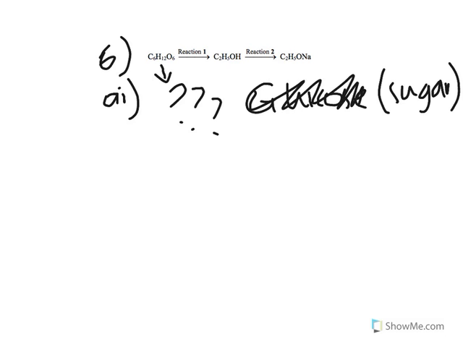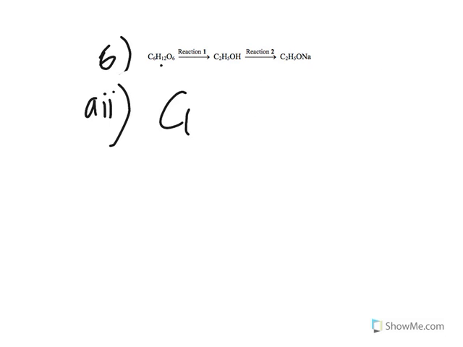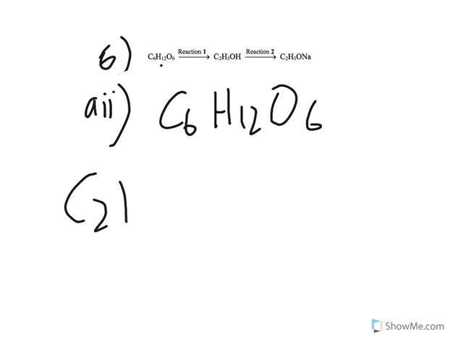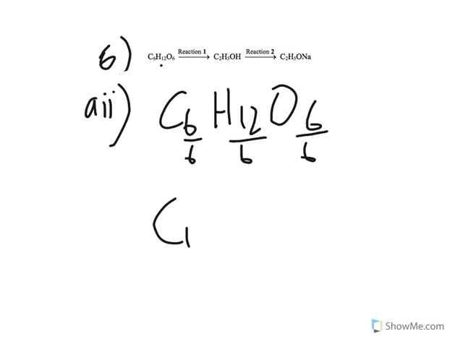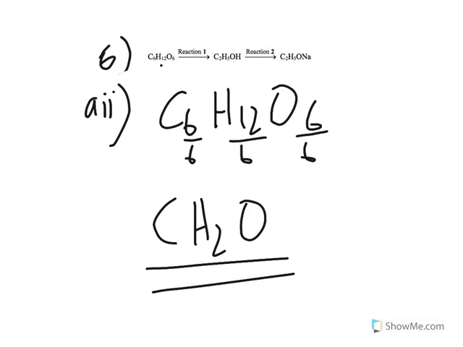Sugar is a better word to use, I would say. So 6.2 is asking you to write the empirical formula of C6H12O6. Now, what is the empirical formula? Empirical formula is the simplest ratio of atoms to atoms in a compound. So, for example, if I had C2H4, I could divide both by 2, and I would end up with CH2. And that's the simplest ratio of carbon atoms to hydrogen atoms. So in this case, it's C6H12O6. If I divided all of these by 6, I'd get CH2O. And that is the simplest ratio of carbon to hydrogen to oxygen in this molecule.